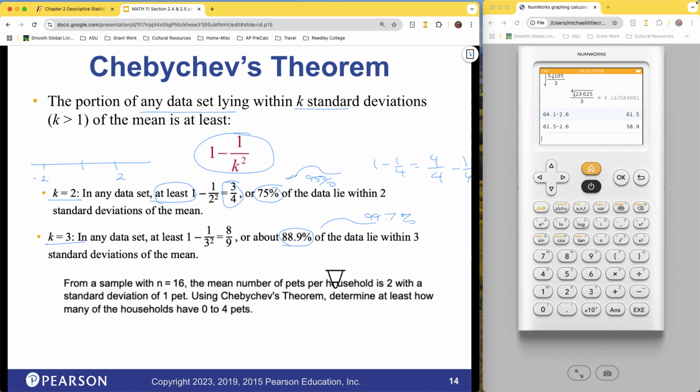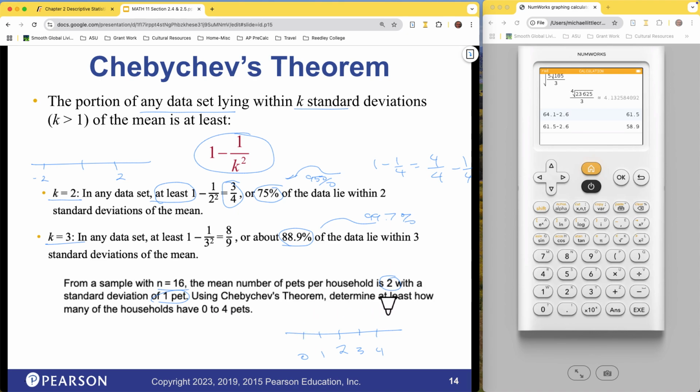So how do we use this? Here's a sample problem. From a sample of 16 households, the mean number of pets at a household is 2. So that's our mean, that's the middle, 2, with a standard deviation of 1 pet. So here's 3 pets, that's 1 standard deviation. Here's 1 pet, that's a standard deviation below. If we go 2 standard deviations, that would be 4 and 0. And we can't really go 3 further below, because you can't go negative.